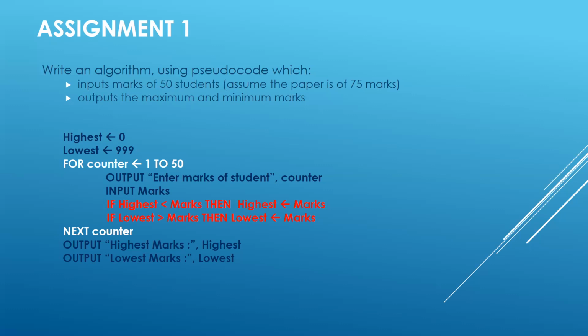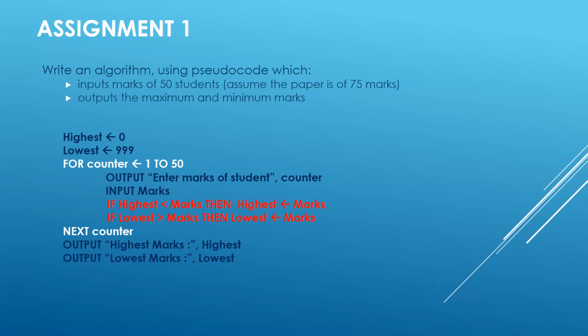Assume that the first input was 55. If highest, which is 0, is less than 55, which is definitely going to be true, then highest will hold the value of marks. Similarly, the same value of 55 will now be compared with lowest. Lowest is 999, which is greater than 55. Again, the condition is true. So the value of lowest will also hold the marks input by the user.